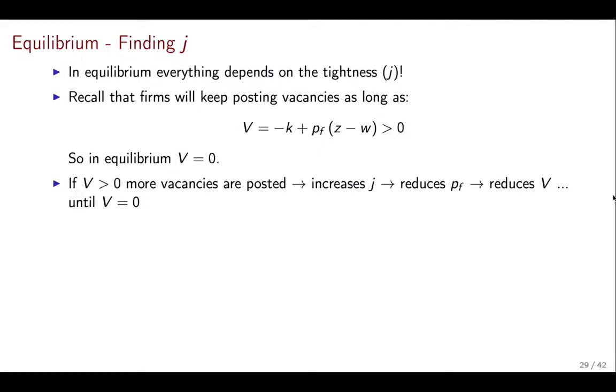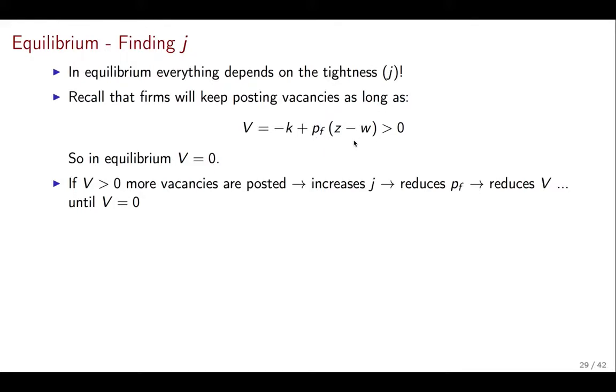So recall that the value of posting a vacancy is going to be equal to the negative of k, the cost of posting the vacancy in the first place, plus the expected value of getting the vacancy filled, given by PF times (Z minus W). Z minus W is the profit that the firm gets if it hires, and PF is the probability that the firm actually hires.